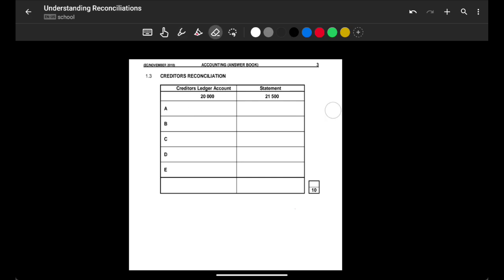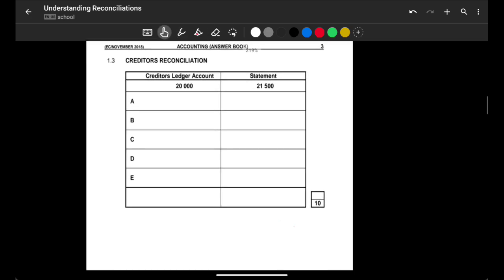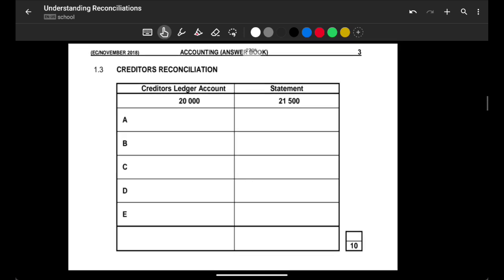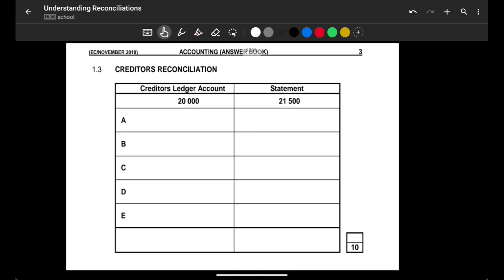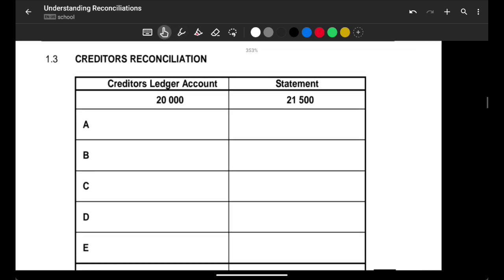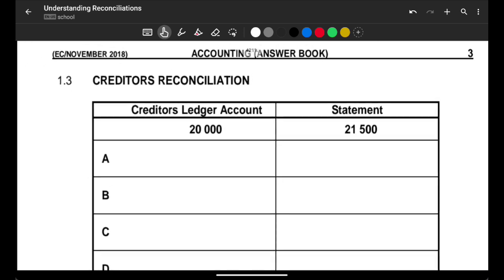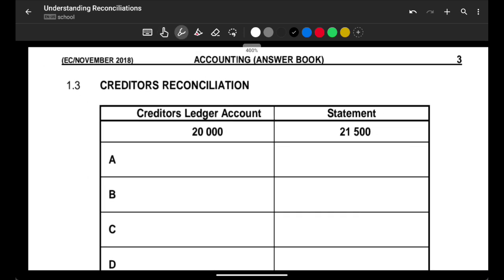Now another thing we must remember is who is who in this. The main question is always who is who. The creditors ledger, remember, is our viewpoint, this is us. I'm going to zoom in so that we can see it. This is our viewpoint, and then the statement is coming from them, that is their viewpoint.